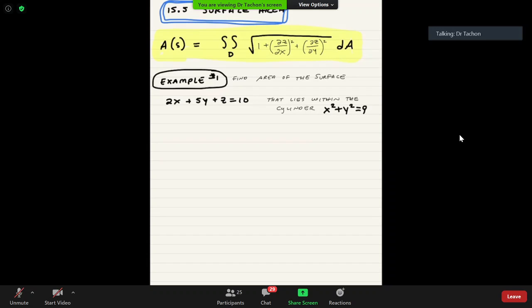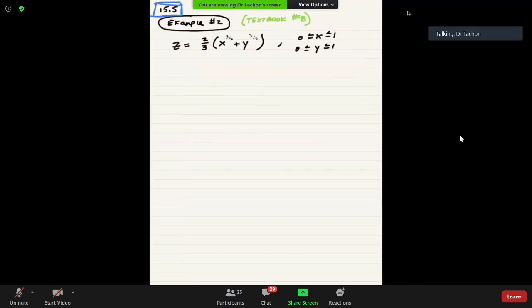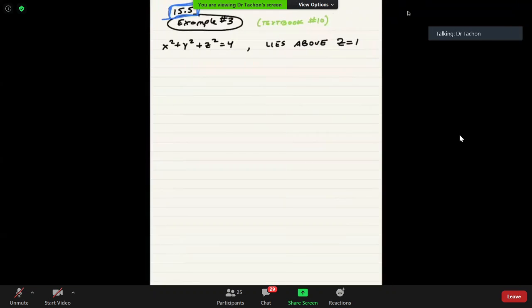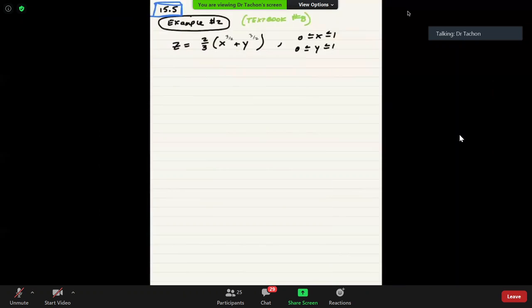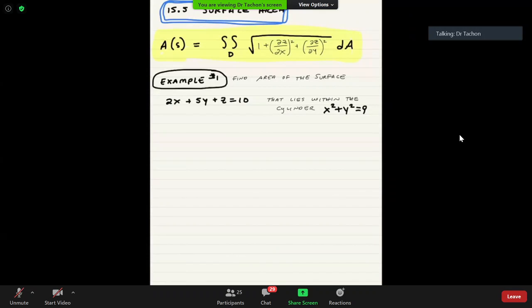The first thing that I like to do before I even set up my integral is this. Now we have a bunch of surface area examples: number 2 from the book, number 10, number 14. We're just going to do surface area until we're tired of doing these tonight. We'll get to triple integrals on Wednesday.